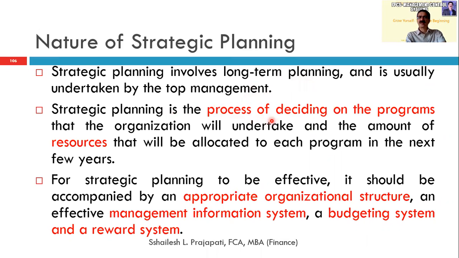Strategic planning is the process of deciding on the programs that the organization will undertake and the amount of resources. So one side is the program and the second side is the resources. So at both levels we will be able to see what will be the process of the program and what are the resources that will be required for the next few years. And the planning will not be for 1 year, it will be for 2 to 3 years. Earlier it had to be for 5 years, but now, looking at the frequent technological changes and process changes, mostly organizations do it for 2 to 3 years.